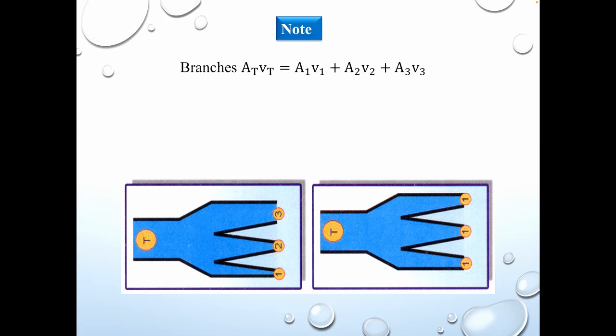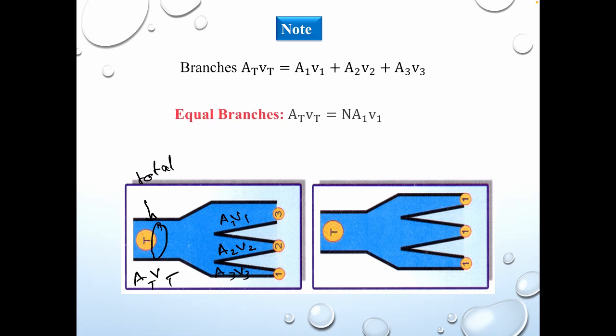Note, in case of branches, the total cross-sectional area times V total: A total times V total equals A1 V1 plus A2 V2 plus A3 V3. That is, Q_V at this area equals Q_V here plus Q_V in the second one and Q_V in the third cross-section area. This is about the branches.